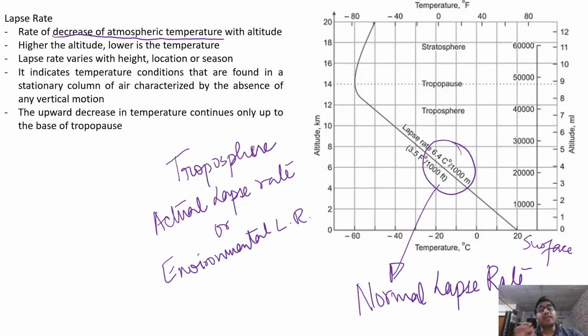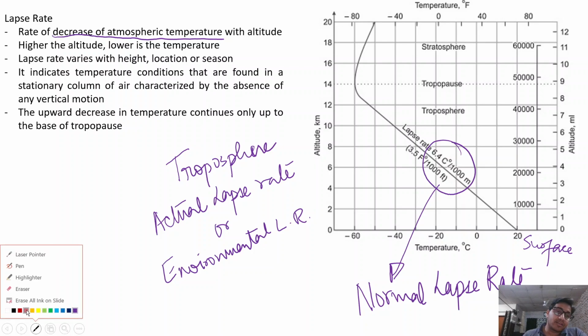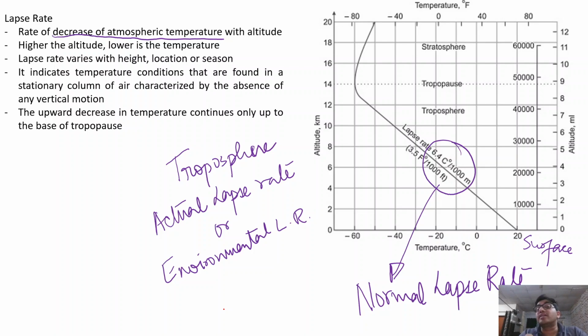Now, an interesting fact, if you see over here in this diagram, is that this line, that higher the altitude, lower is the temperature, does not hold valid after this height. You can see here that till around 13 kilometers there is a consistent drop in temperature. But as soon as we reach the upper part of troposphere and as we cross the tropopause, the temperature starts to rise in the stratosphere.